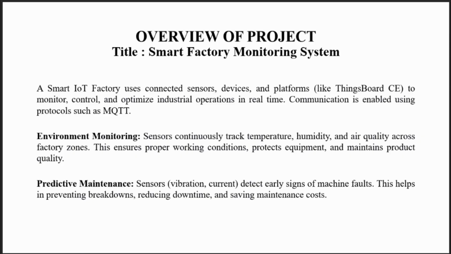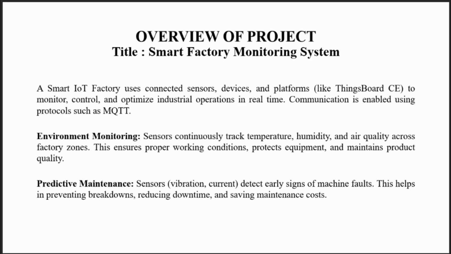Overview of the project: the smart factory monitoring system. A smart factory uses connected sensors, devices and platforms like Arduino IDE to monitor and control optimization of industrial operations in real time. Communication is enabled using protocols such as MQTT. Environmental monitoring means sensors continuously track the temperature, humidity and air quality across the factory zones. This ensures proper working conditions, protects equipment and maintains product quality.